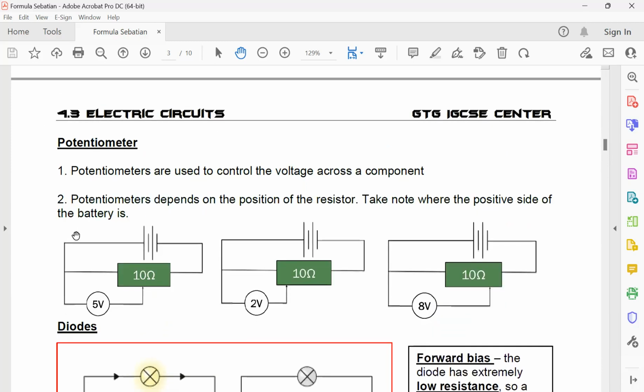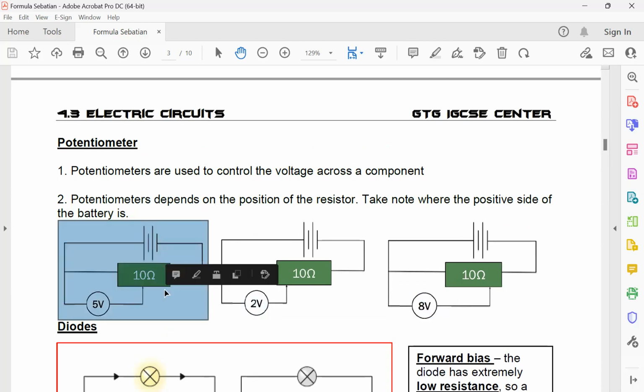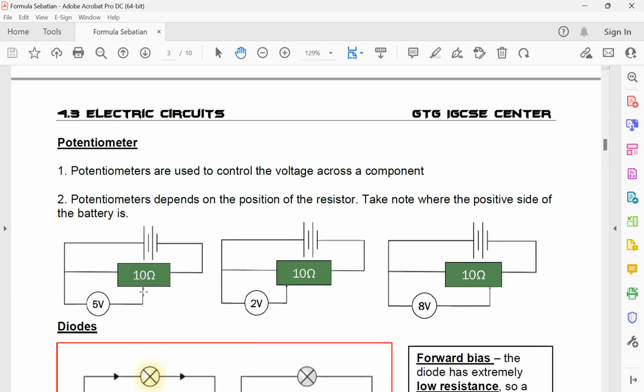This thing here is basically just to control how much voltage is being supplied to this line of the circuit only. Okay, this line of the circuit, depending on where you touch this arrow here, do you see it or not? Depending on where you touch it, it will draw different amounts of resistance, which will draw different amounts of voltage, because the higher resistor will draw more voltage, right?